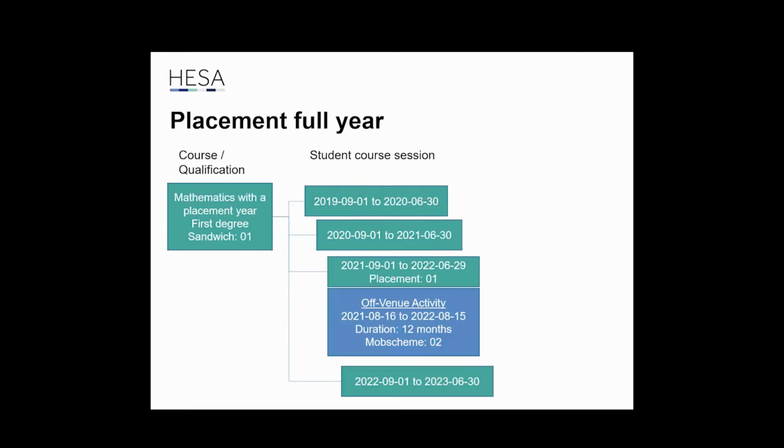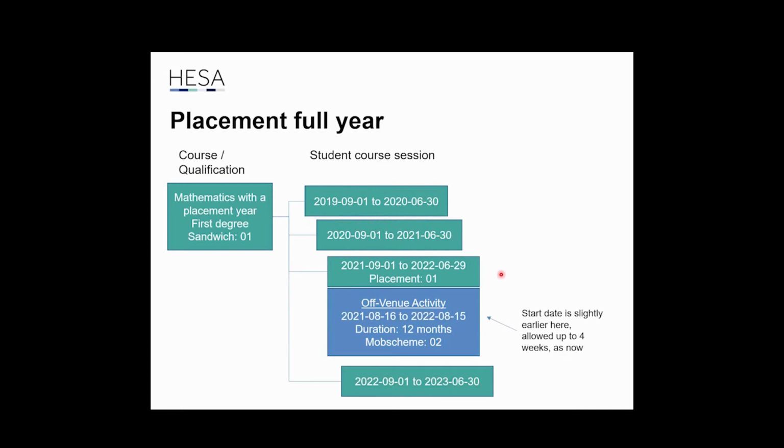So the next example then is placement. I've picked a full year 1 to start with. So on the course for this, it's a maths degree with a placement year in the middle. And so at the course level, they would flag that it is a sandwich course. So 0-1 in this case, I think a fixed sandwich as it's a year long. Their student course sessions would be returned as necessary. And in this example, the student on the 3rd year is doing their sandwich placement.